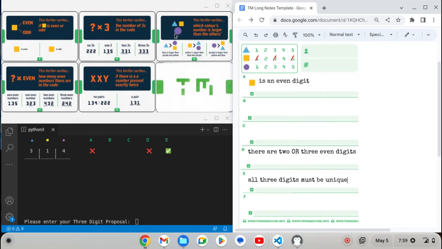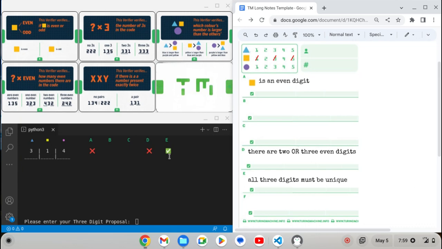Okay. Well, that does it for the first round. We've done our 3 Turing tests. Now we have to come up with a proposal for the second round. Okay. So let's review. We have the square is an even digit, so we know it's 2 or 4. Criteria D told us that there's 2 or 3 even digits.